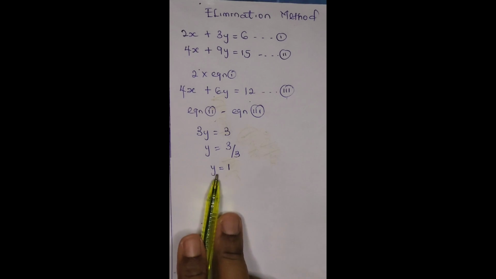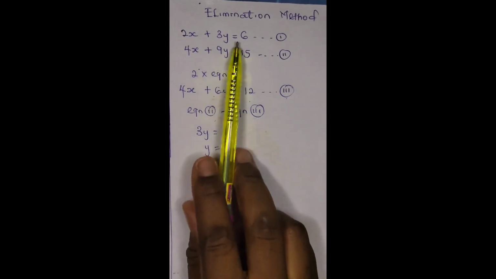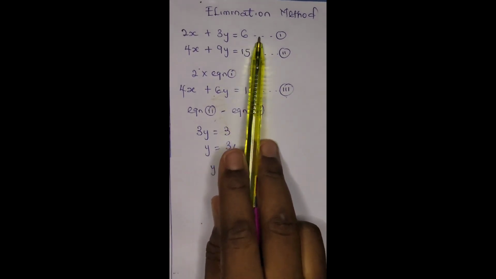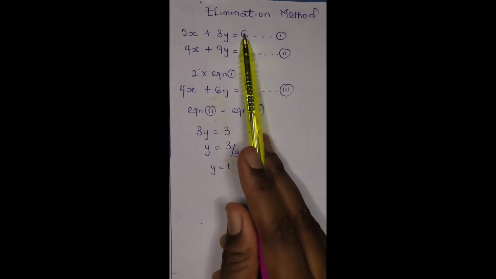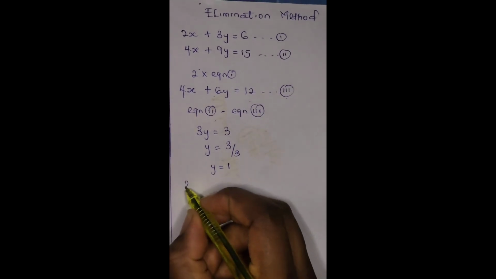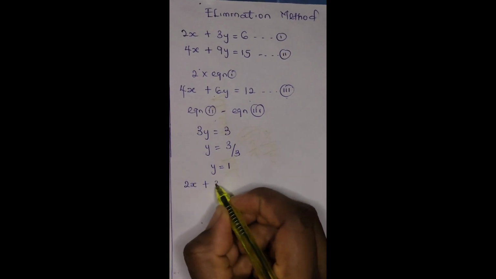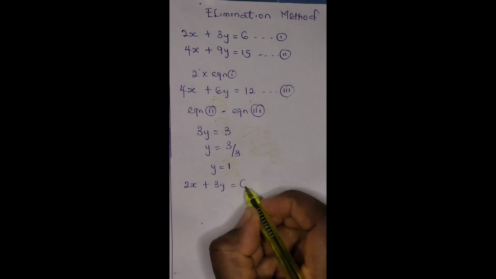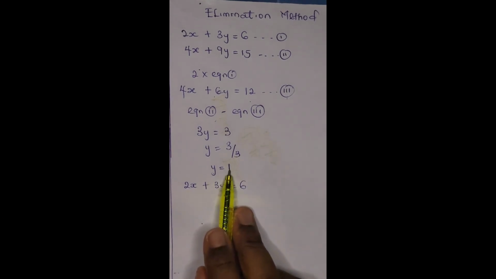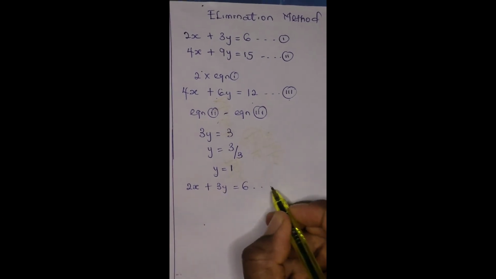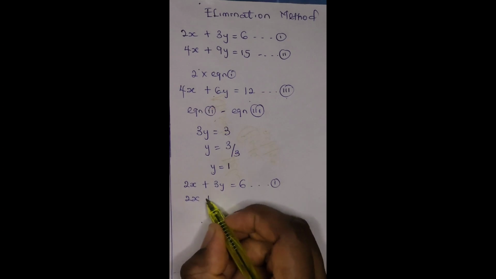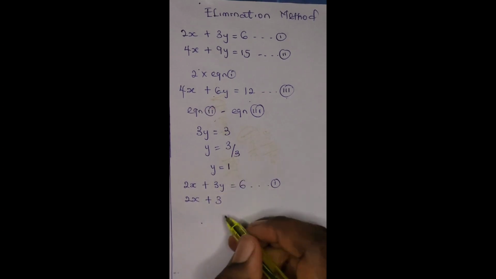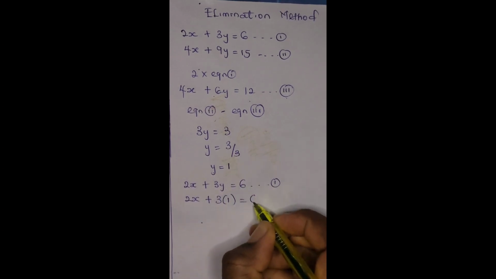So having gotten our y as 1, we are going to be substituting for y into any of the equations, either equation 1 or equation 2. So let's take equation 1 for instance. We have equation 1 as 2x plus 3y equal to 6. If we are to substitute for y into this equation, this will become 2x plus 3. Remember our y is 1, equal to 6.